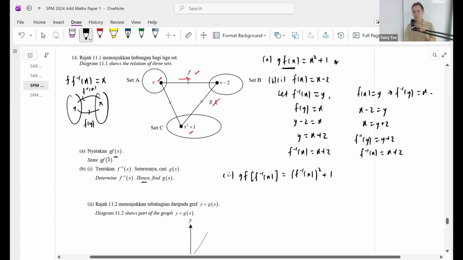And we can cancel these two. You're left with GX. What's my F inverse? I've already got my F inverse, which is x plus 2. I square it and then I plus 1. Okay, can you simplify further? Yes, we can expand and simplify. This will be x squared plus 4x plus 4 plus 1. Answer: x squared plus 4x plus 5.